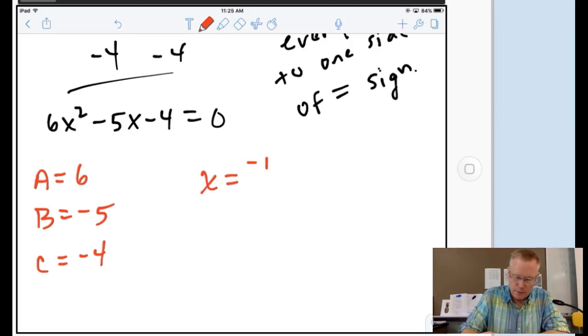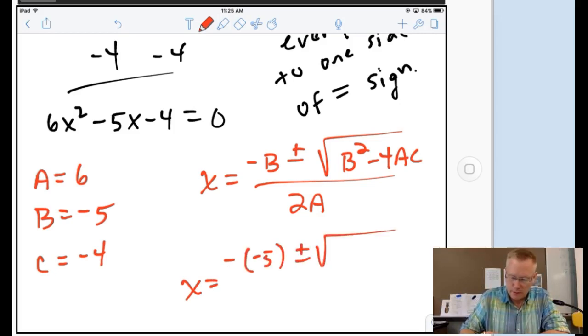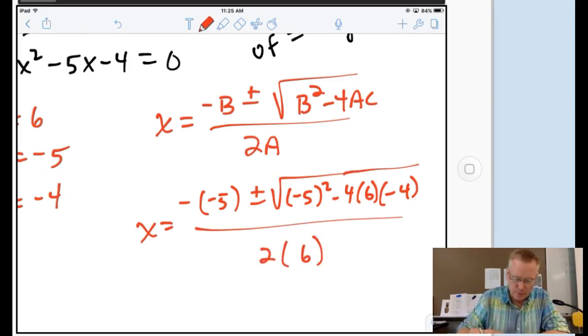x equals negative b, plus or minus the square root of b squared minus 4ac, all over 2a. Okay, so I get negative negative 5 plus or minus the square root of negative 5 squared minus 4 times a is 6, and c is negative 4, all over 2 times 6, which is a.